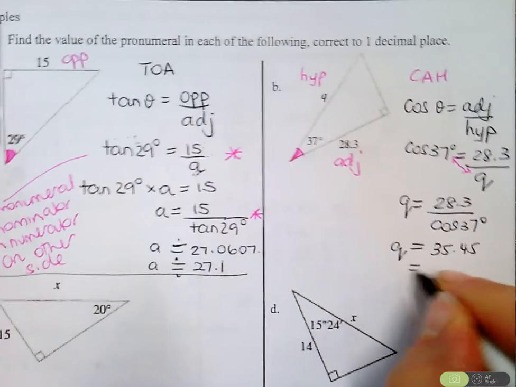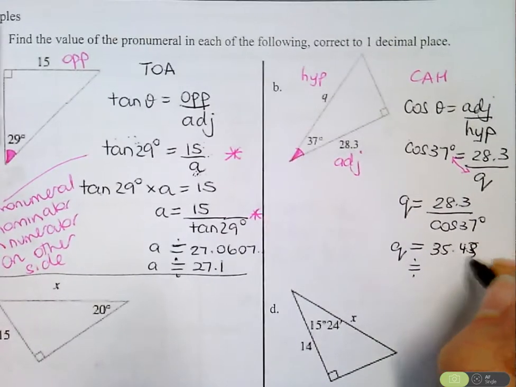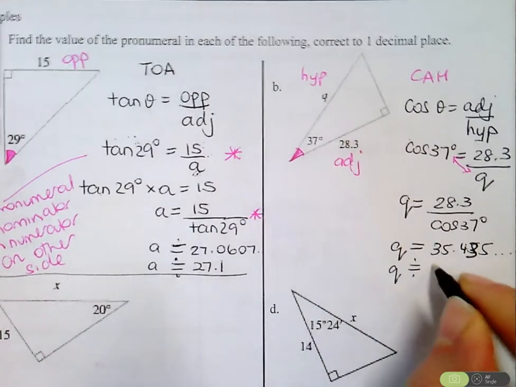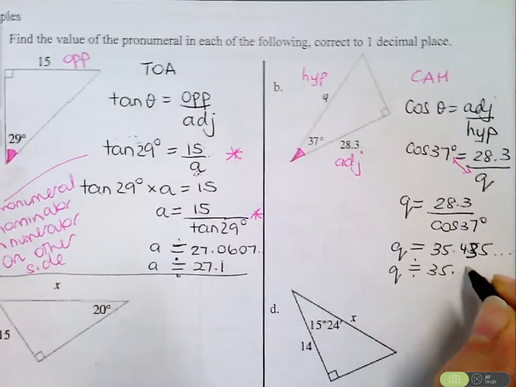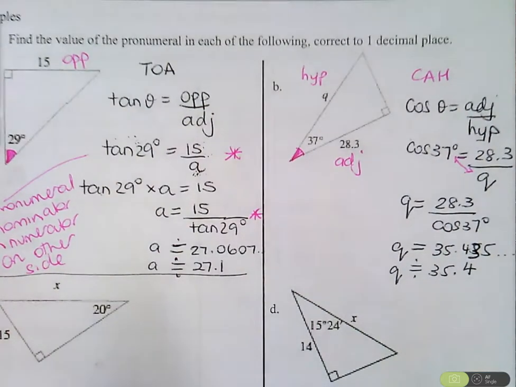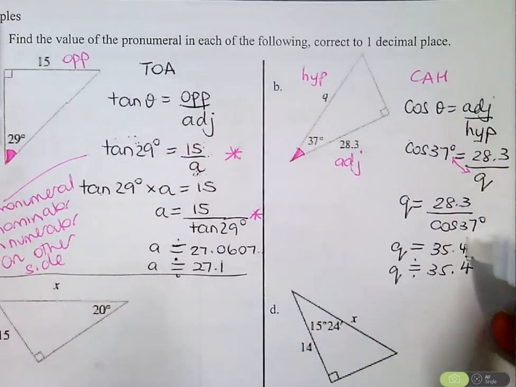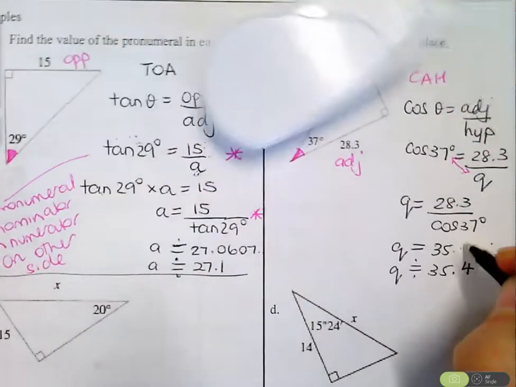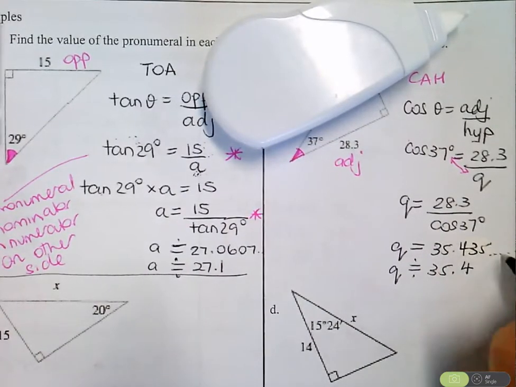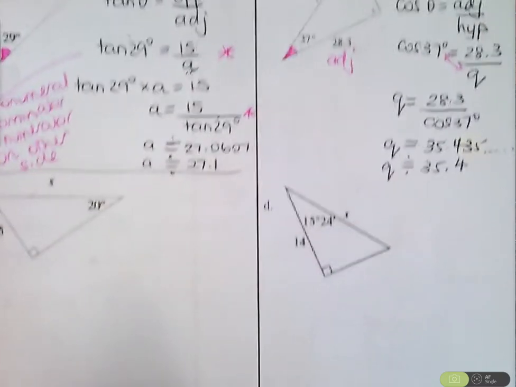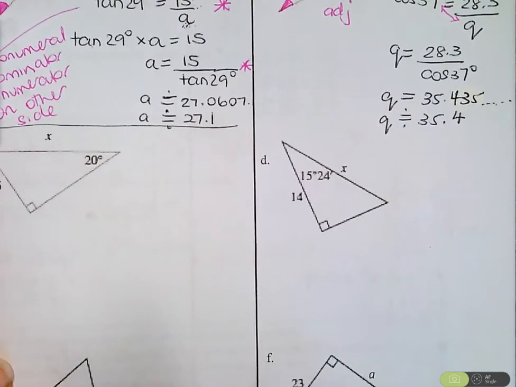35.45 what? Which is approximately equal to 35 point what? 4. You told me 35.435? Yeah, which is approximately equal to 35.4. Let's just do one with degrees and minutes, and then I'll go to the next page.